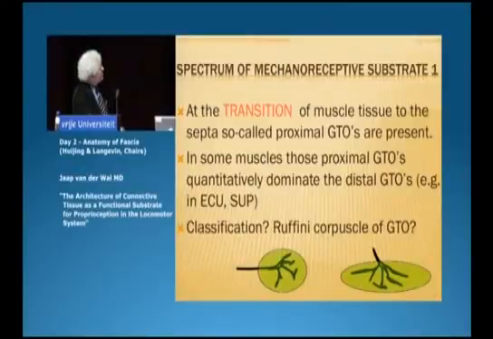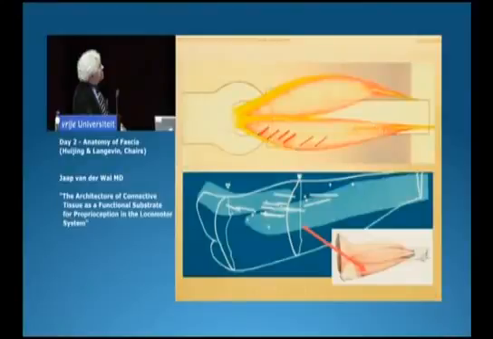So in some of the muscles we found a lot of those so-called proximal Golgi tendon organs, and we could not classify them. Are they Ruffini-like? It is a joint receptor. Or are they Golgi tendon-like, which is a muscle receptor? And it all fits in our theory that this proximal connective tissue apparatus has to do with the joint, but it's not a joint ligament.